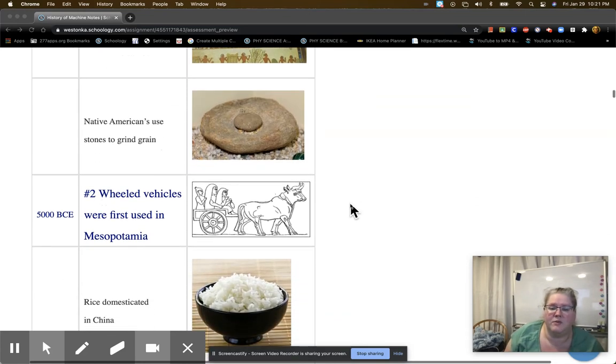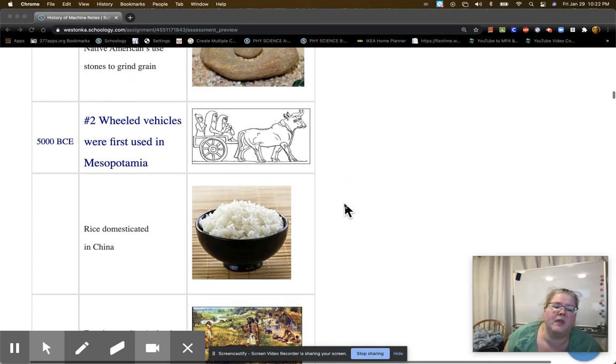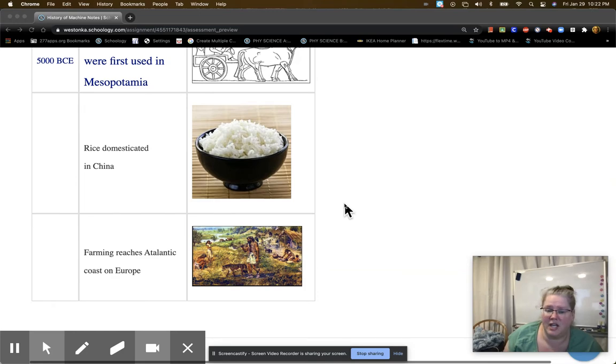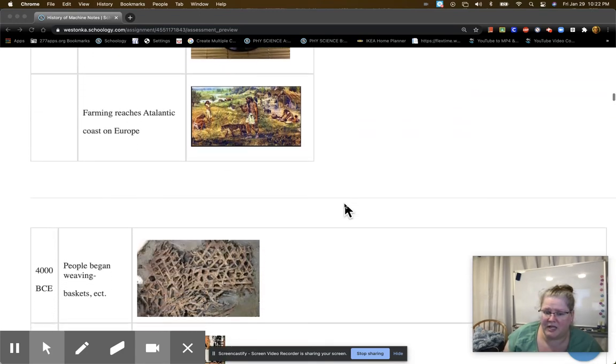Number 2 of the biggest inventions is wheeled vehicles. Were first used in Mesopotamia about 7,000 years ago, 5,000 BCE. That means we could transport these goods and move them from place to place where we needed them without having to carry each piece or vessel all the time. We could actually use beasts of burden to do that. Rice was domesticated in China. Farming reaches the Atlantic coasts of Europe, so it's spreading.